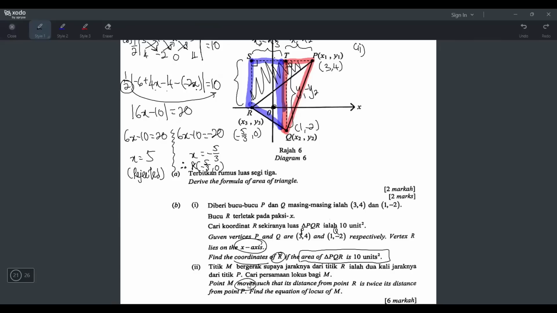So for a locus question, we will use the distance formula to do it. But first, we have to check the ratio. And also, we have to let the moving point become xy first. So they already say point M moves. So later, the M coordinate will be xy. So it moves such that the distance from R is twice the distance from P. Find equation of locus of M.